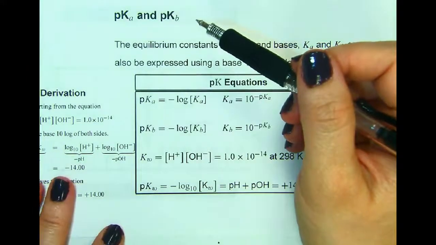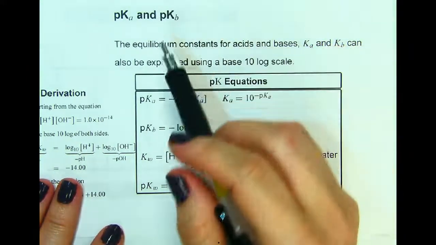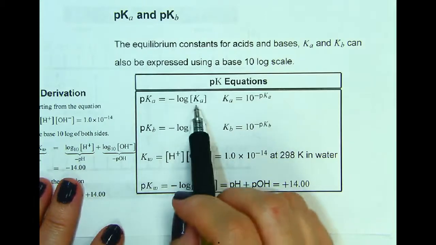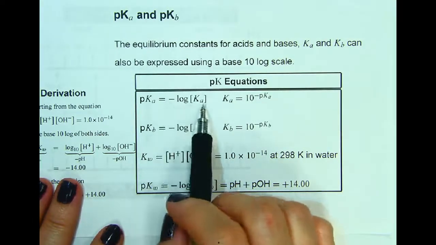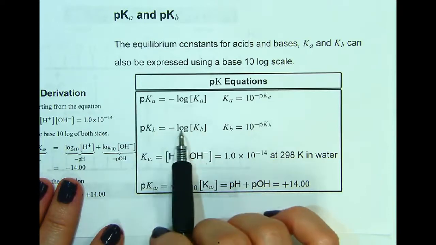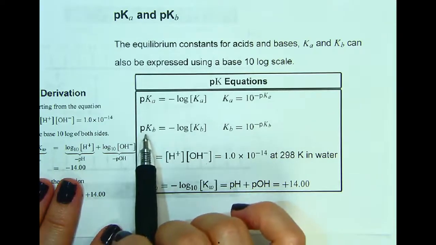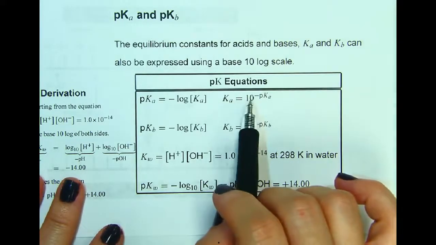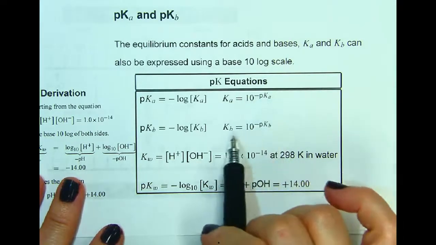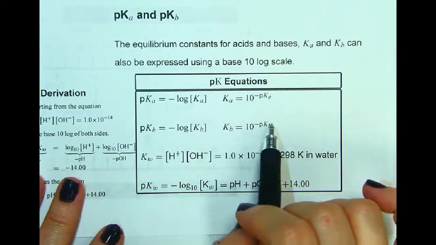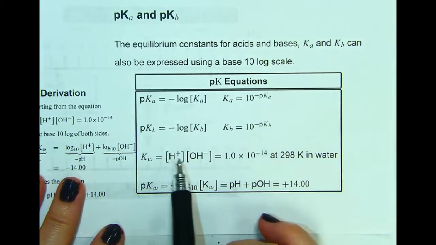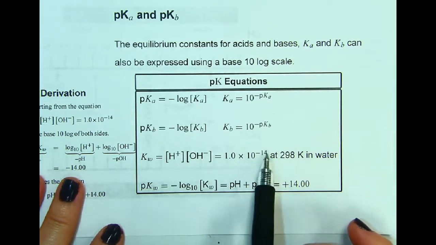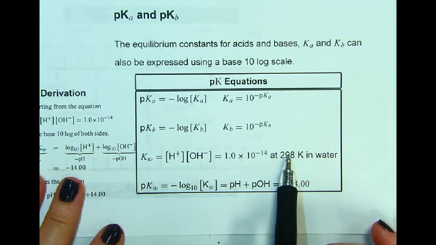For pKa and pKb, we take the negative log of the equilibrium constant. So the negative log of Ka gives us a pKa, and the negative log of Kb gives us a pKb, and then you do the reverse. To get the Ka, you take 10 to the negative pKa, and to get the Kb, you take 10 to the negative pKb. Hydrogen and hydroxide, when you multiply them, should give you 1 times 10 to the negative 14 at room temperature in water.